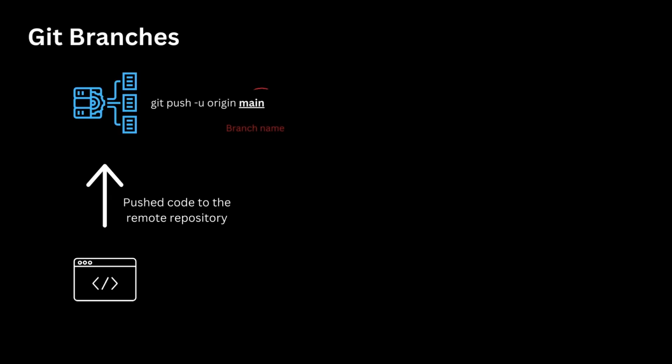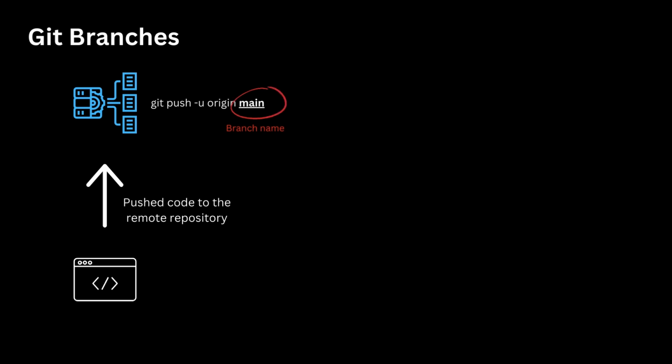Let's discuss the basics of Git branches. As in the previous video, we pushed the code to the repository using the git push -u origin main command. This main keyword is the branch name into which we push the code. Git branches are just like subdirectories in the main repository directory. All these branches will be independent of each other. You can have an empty branch, a copy of some other branch, or a completely different branch.